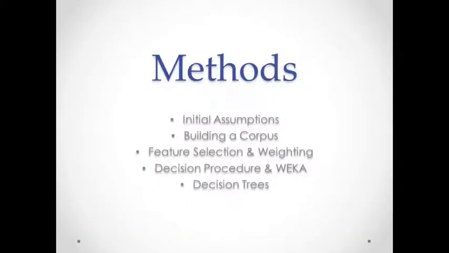There are 5 subsections to the methods section of the presentation: the initial assumptions about each language for each country, the section which describes the methods that we used in building the corpus for the English use in Sweden, methods by which we chose features to compare American and British English, and the weighting that we gave to a particular feature, how decision procedures were built and tested within Weka, and also the decision trees that were generated by Weka.